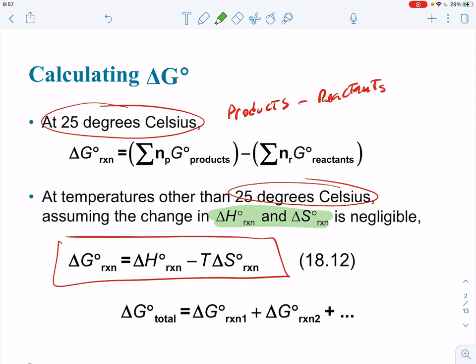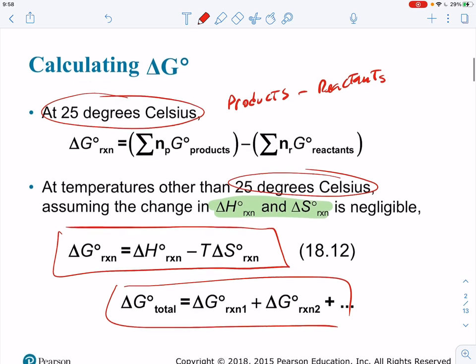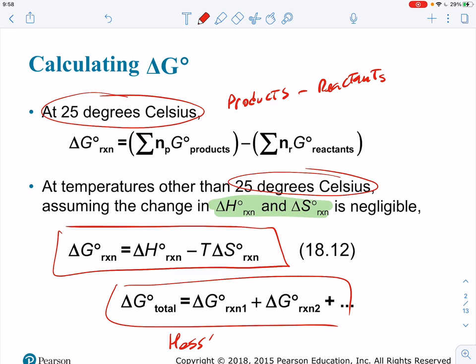Okay? Last but not least, we can also calculate the enthalpy for a reaction if you have a set of different reactions for which you know that information. And if you can obtain your reaction of interest out of those reactions, then you can calculate delta G for that particular reaction. This is also known as Hess's law. And you should have done something similar to this back in 170 using enthalpies of reaction. So just in this case, we're going to use free energy of reaction. So let's get started.